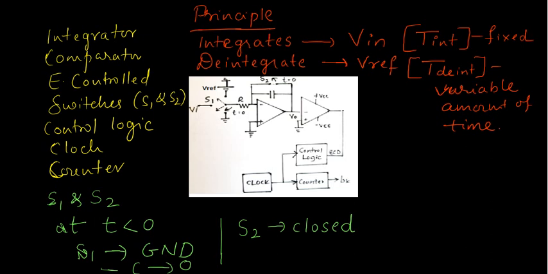So now, once the conversion begins, the conversion has to begin at t equal to 0. The conversion from analog to digital value should begin at t equal to 0. When it begins, this switch S2 becomes open.